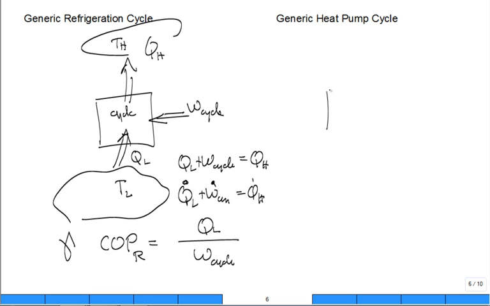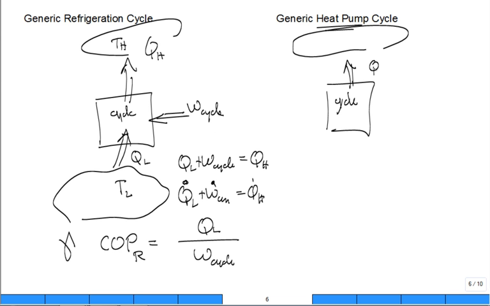Let's go to the next one. It's a generic heat pump. This term may be less familiar to you right now, but I think some of you may know that inside your house in the winter, you have a heat pump system. Some of you do, probably about 5-10% of you do. And that heat pump system is running to provide a nice warm environment inside your house when the outside is very cold.